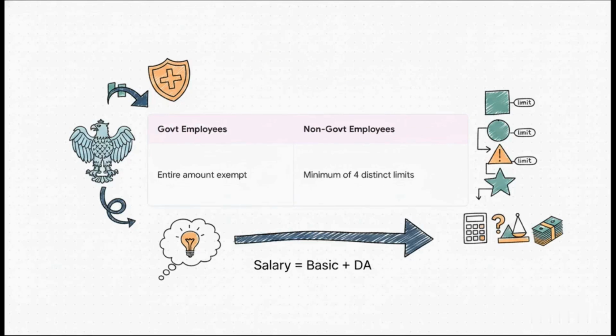Leave encashment follows a really similar pattern. Government employees get the entire amount exempted upon retirement. Easy enough, right? Non-government employees, however, have to test their payout against the minimum of 4 distinct limits. First, the cash equivalent of earned leave. Second, 10 months average salary. Third, the government notified limit. And fourth, the actual payment received. And just like with gratuity, salary here means absolutely nothing but basic plus DA.